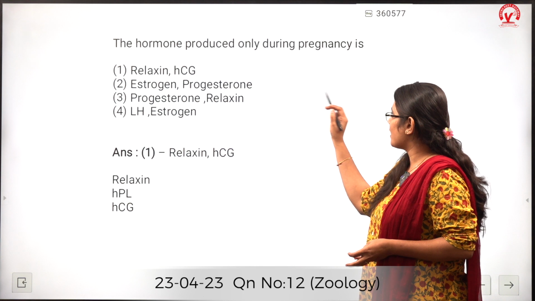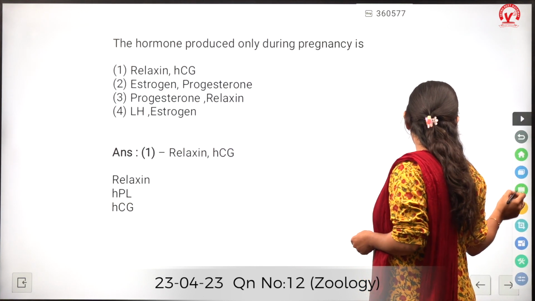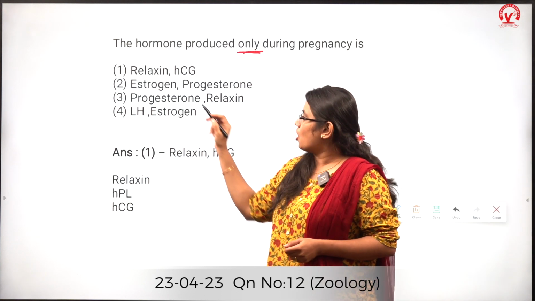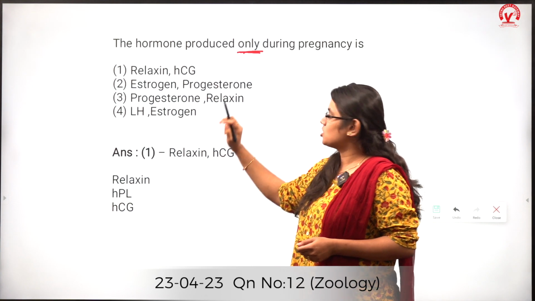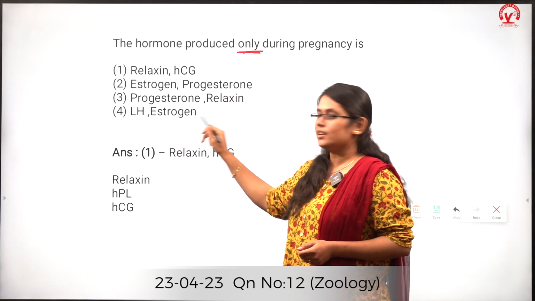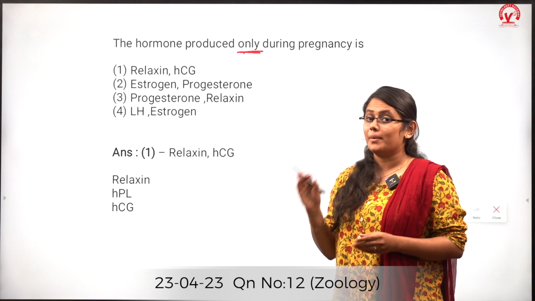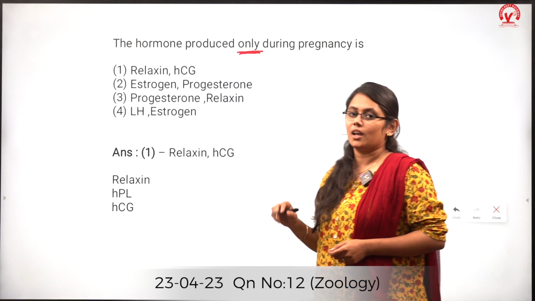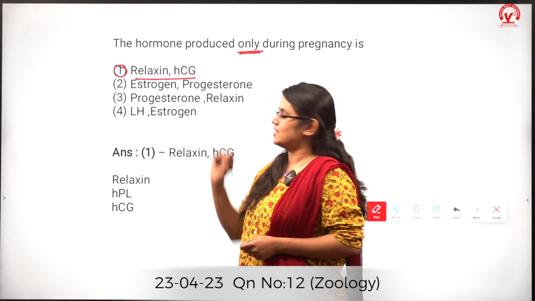The hormone produced only during pregnancy is, so they are asking about the hormone produced only during pregnancy. The options are relaxin, HCG; estrogen, progesterone; relaxin, luteinizing hormone; and estrogen. All these hormones are produced during pregnancy, but which are the hormones produced only during pregnancy? The correct option will be option 1, relaxin and HCG.